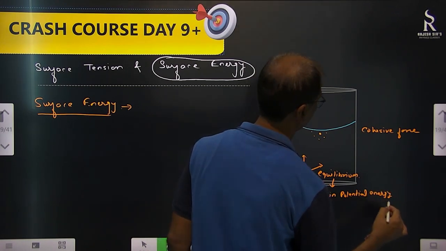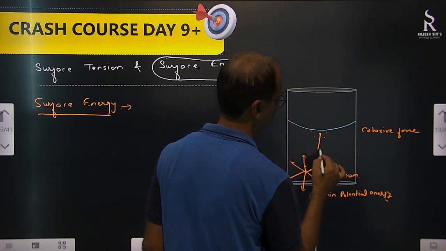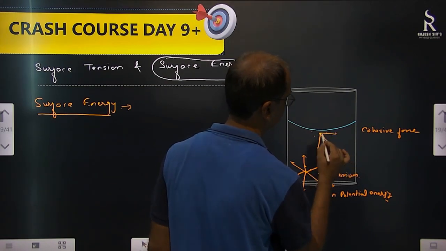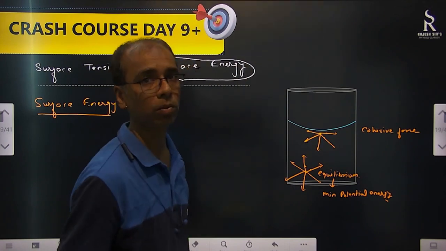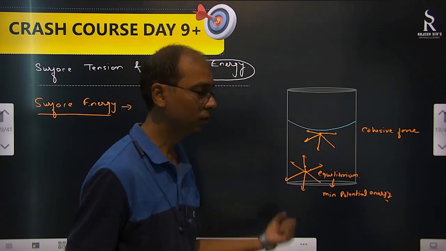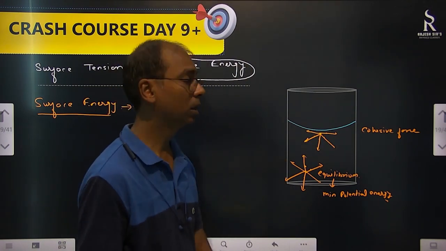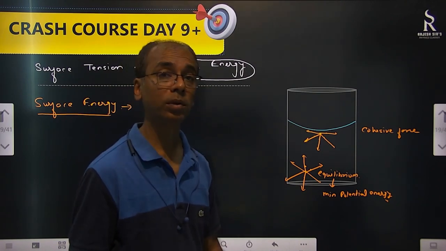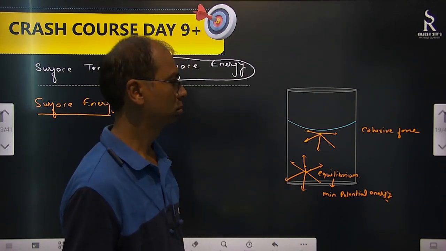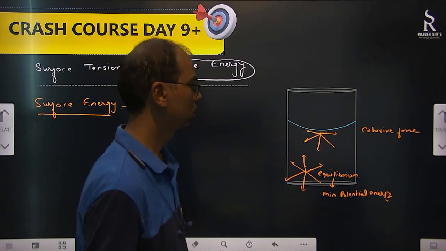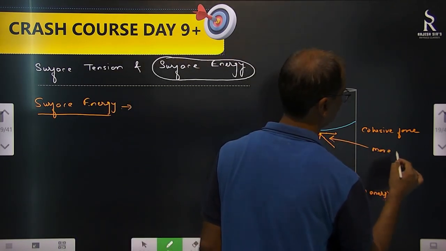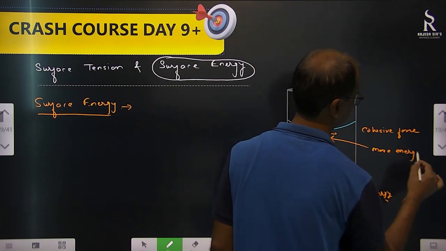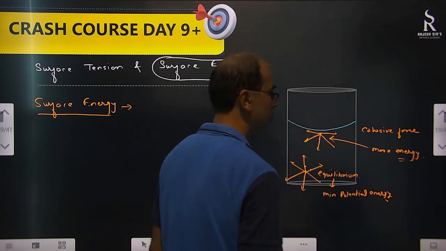Okay, what about this? Let's see. Force here like this, force here like this, force here like this, force here like this. Is this in equilibrium? Answer is no. There is a constant force on it, bringing it down. This is not in equilibrium. So if it's not in equilibrium, it means its energy is more. Equilibrium means minimum energy. If it's not in equilibrium, it means energy is more.